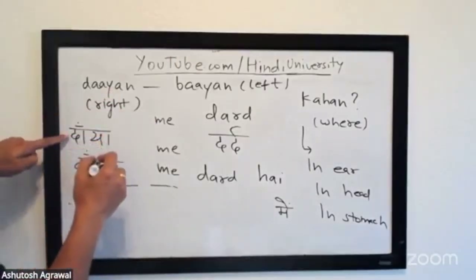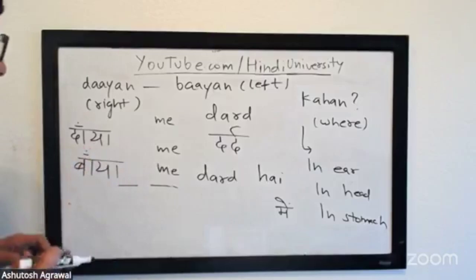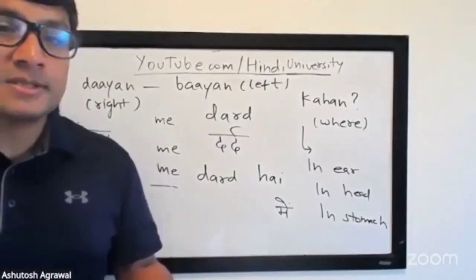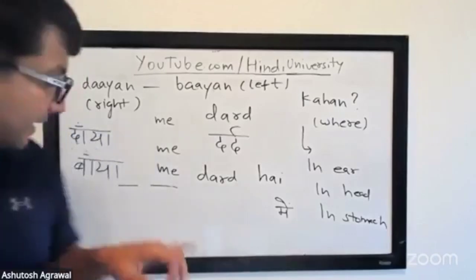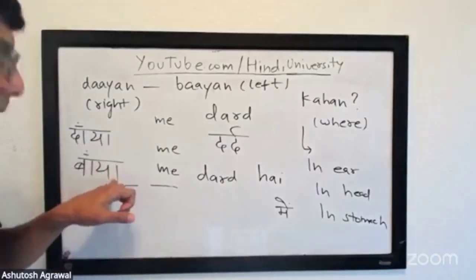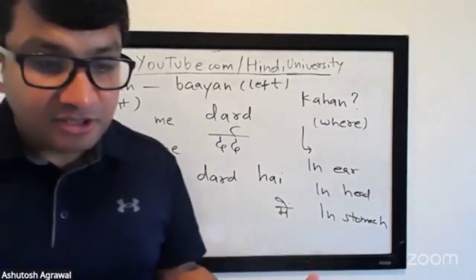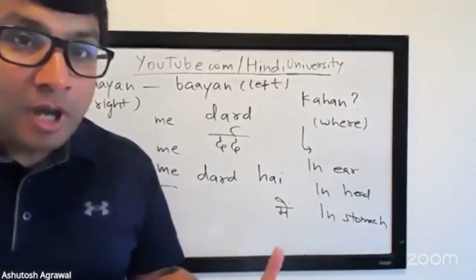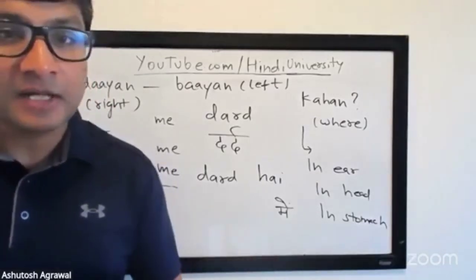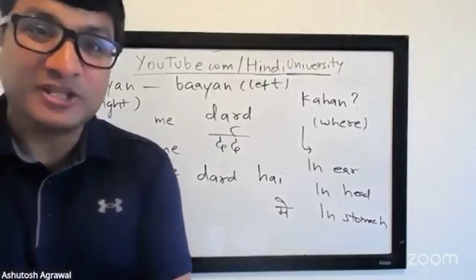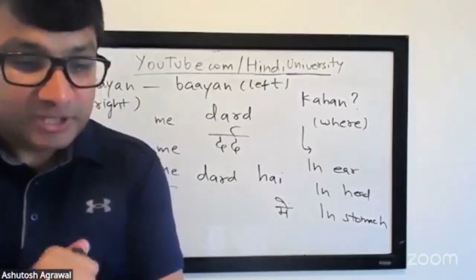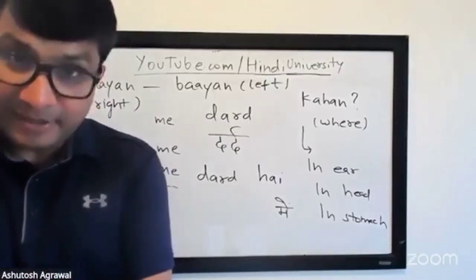Daya is right, and baya is left. Okay, good, right? So because he mentioned baya, baya is again inflected, right? So it can be baya, bain, baye. The ending can change. How? Based on what's following that. And because koni is what? Koni is your elbow, right? So that's why it's feminine. So he said, bain koni mein dard hai.